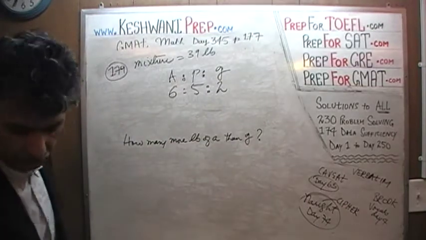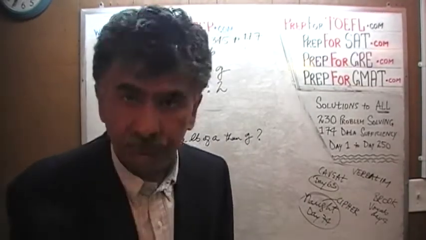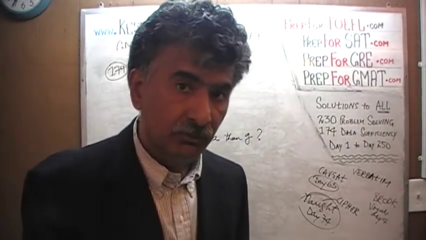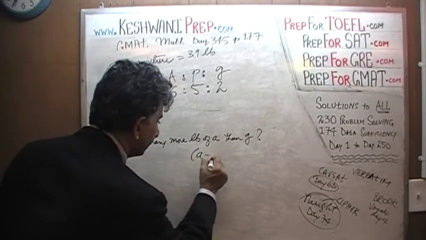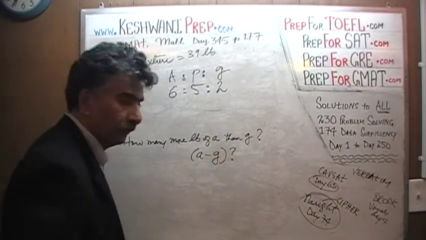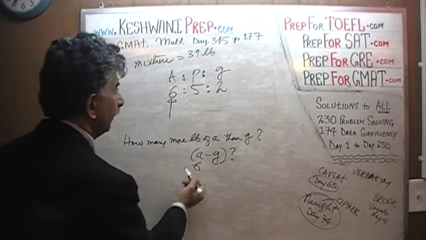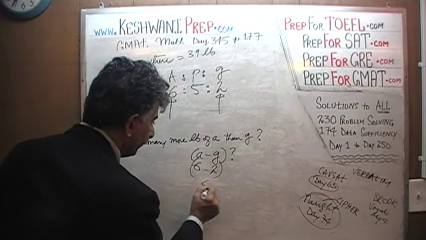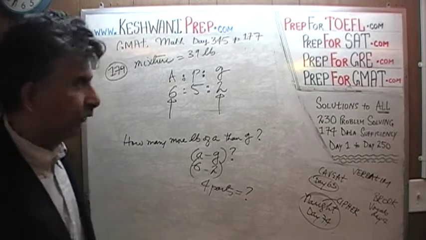What does A and G stand for here? I don't know. Apples and grapes. How many more pounds of apples do we have in this mixture compared to the number of pounds of grapes we have? In other words, what we're looking for is A minus G. But remember, A is 6 parts and G is 2 parts. So we're looking for the value of 4 parts. Question is, how much is 4 parts?